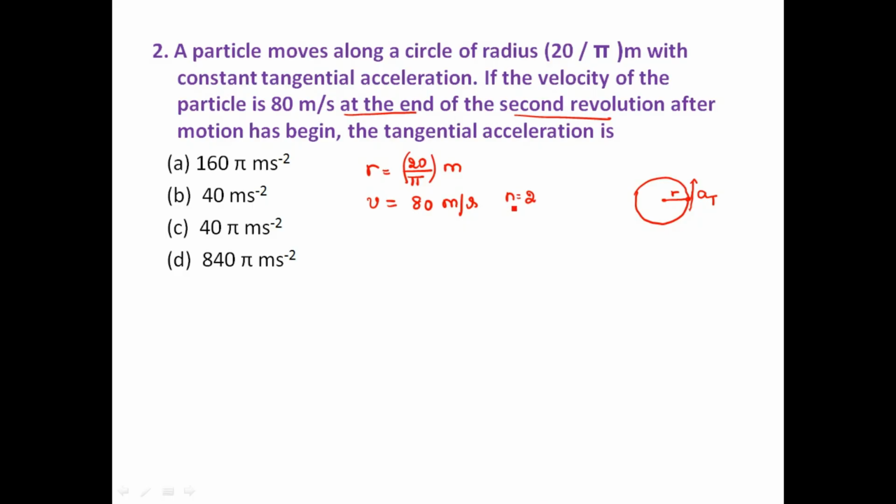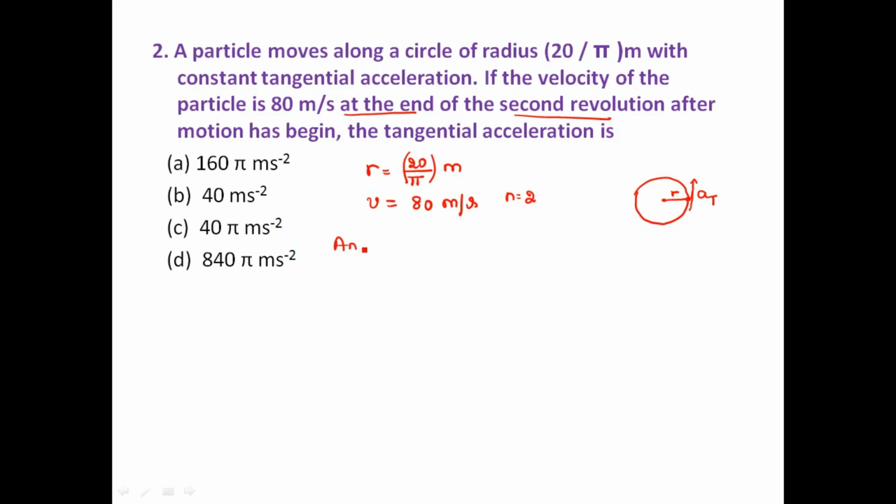The tangential acceleration needs to be calculated. Before that, let us now calculate the value of angular velocity. Since we know the value of velocity, angular velocity can be calculated. For any object that is moving in a circular path, it will have linear velocity as well as angular velocity. Angular velocity is the one that makes it revolve in the circular path.